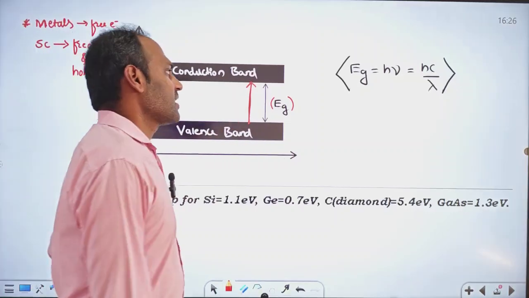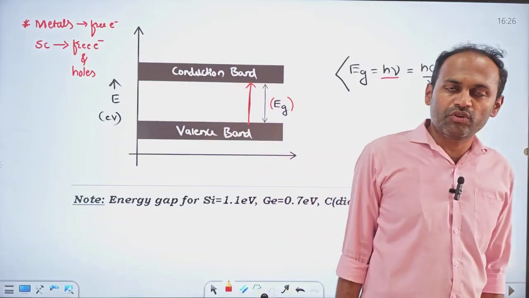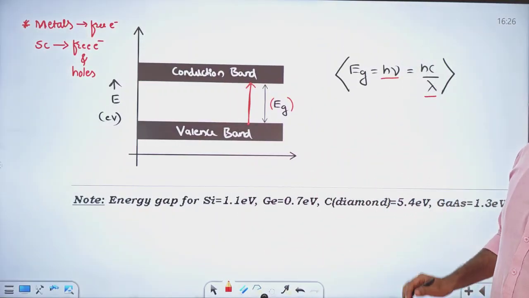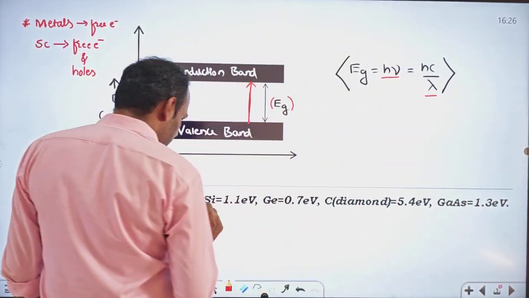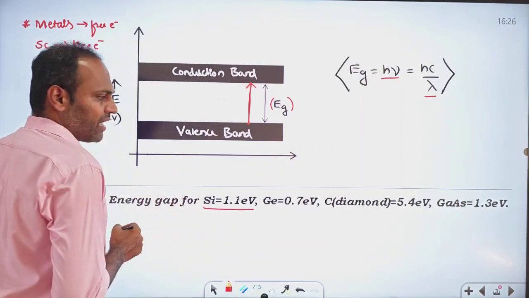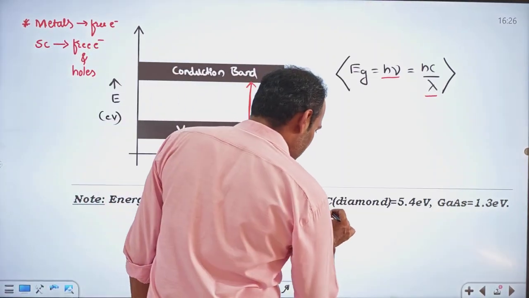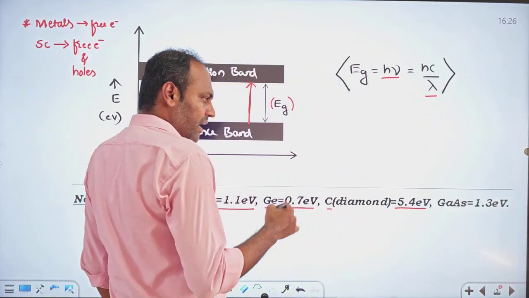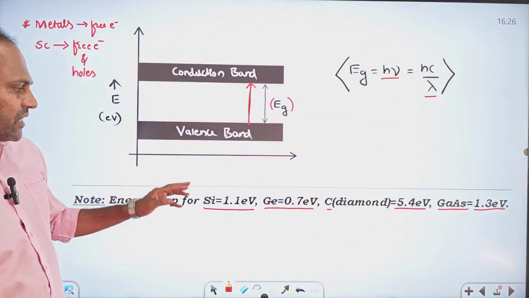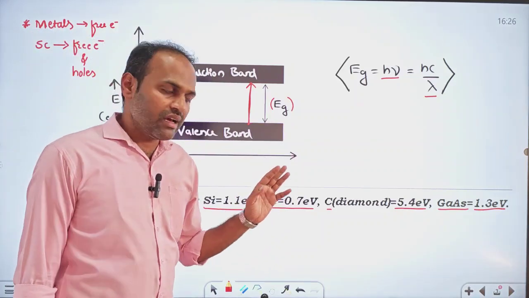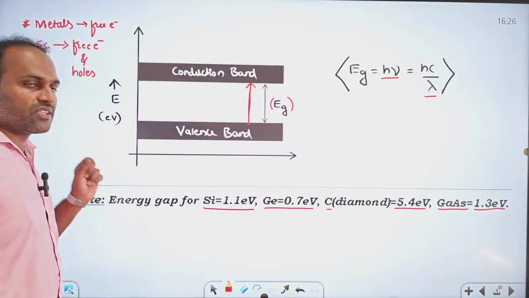And that Eg can be calculated by using h nu or hc by lambda, where nu is frequency and lambda is wavelength. Okay, remember the standard values. Energy gap of silicon is 1.1 electron volt, germanium is 0.7 electron volt, carbon is 5.4 electron volt, and gallium arsenide is 1.3 electron volts. These are the standard values, you just remember these values.